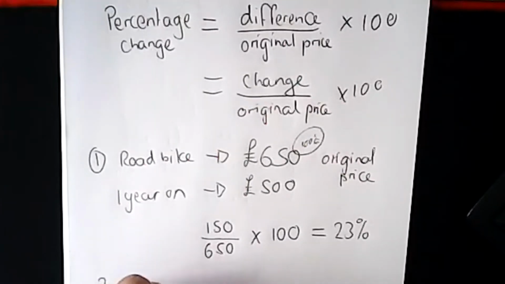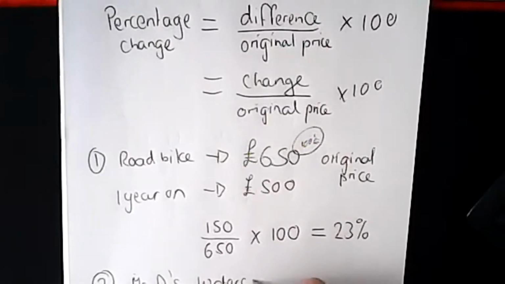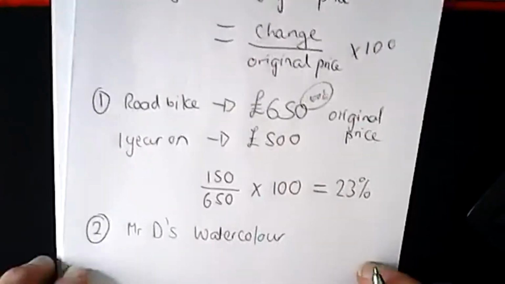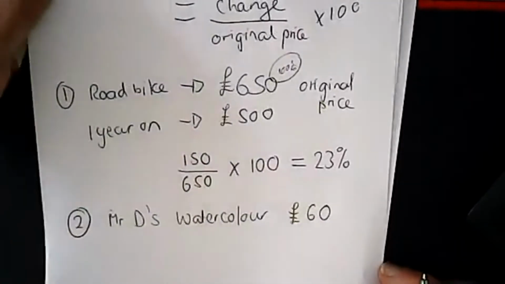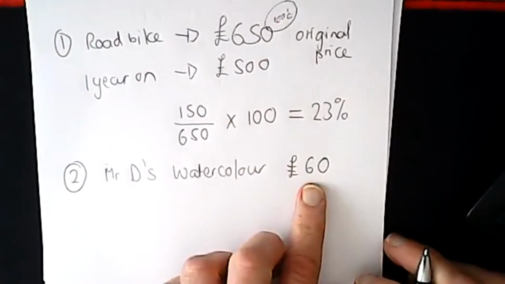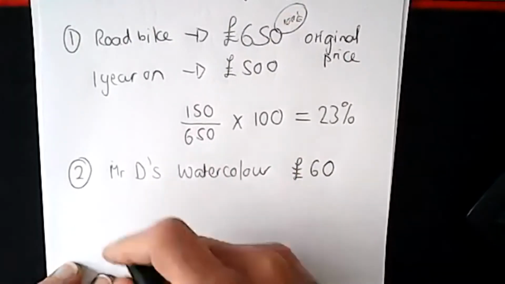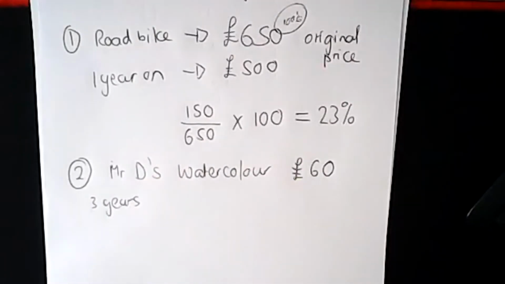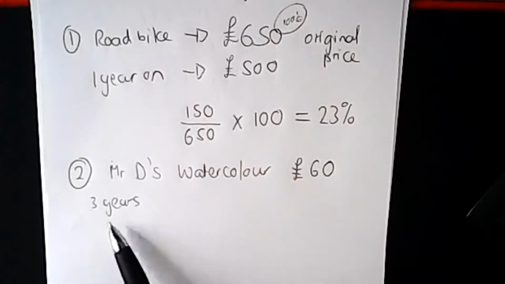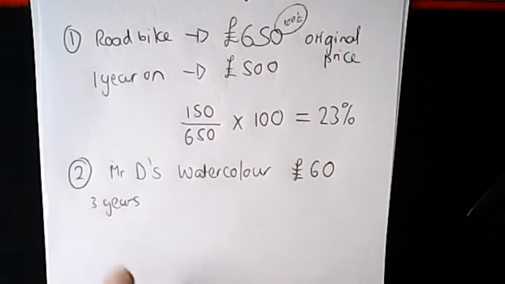Okay, let's take another example. Mr. D's watercolour. I haven't done any watercolours for a long time, but I used to enjoy doing a few of these. I never managed to sell one, but just suppose I sold one for £60. Now for this topic, the 3 years can sometimes throw you. Think about it: do I need that? Does it matter how long? Did I use the 1 year before? No. Sometimes with maths questions you do need the time aspect, but in this it doesn't really matter how long.